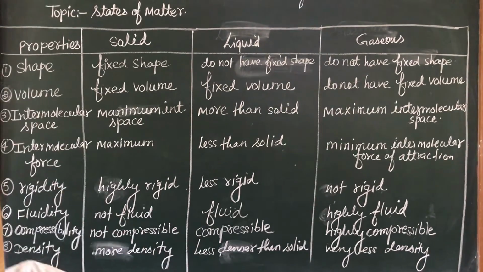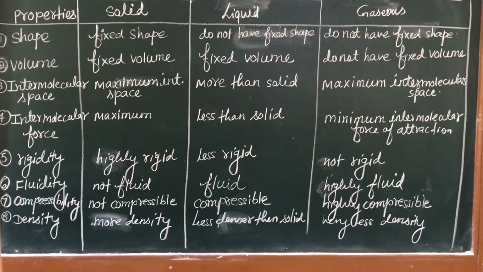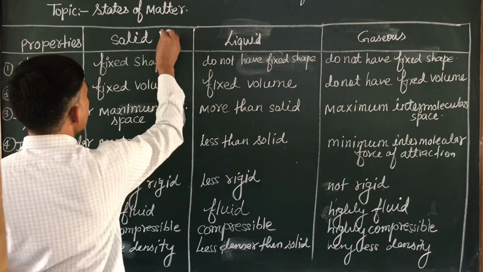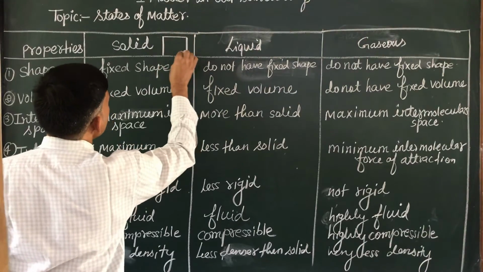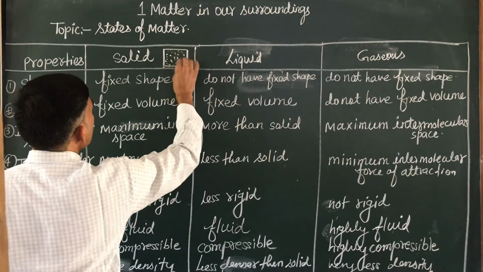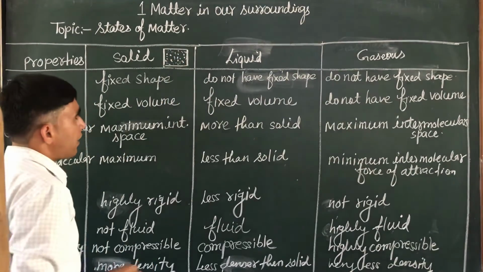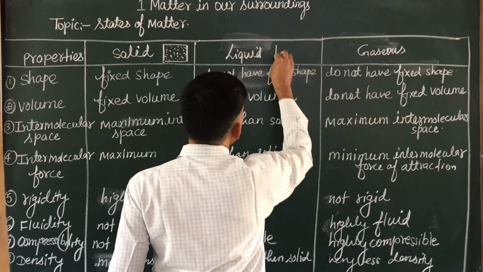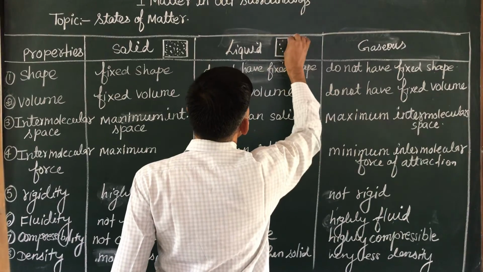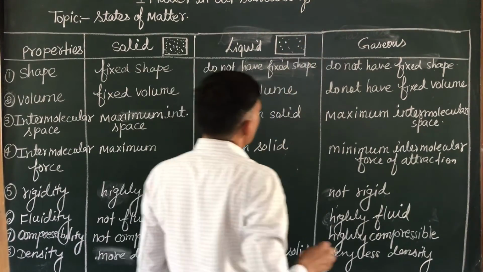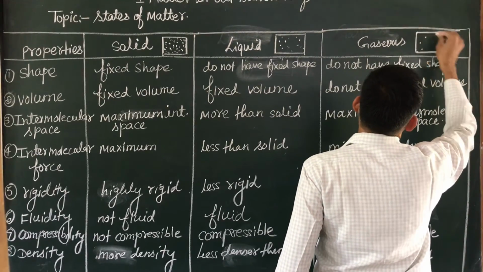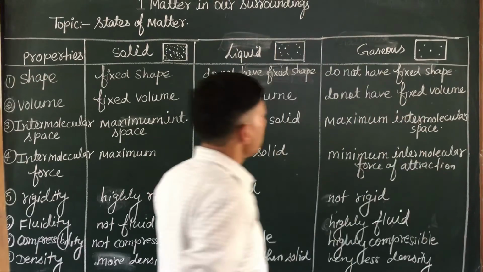We can also explain with the help of a diagram. We can draw the diagram here. In the case of solids, the particles are very close like this. It is also given in our book. The particles are closely packed. In the case of liquids, they have some more intermolecular space. But in gases, it is the maximum, like this. So with the help of a diagram, we can also explain it.